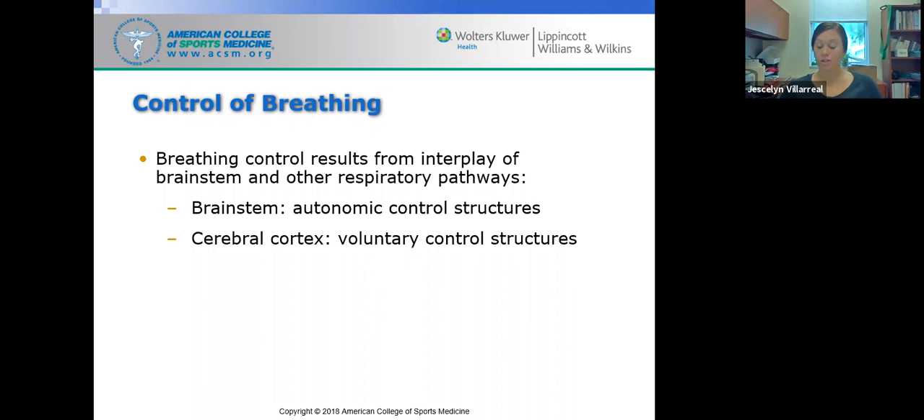Respiratory muscles lack the ability to regulate their own contractions. That means the brainstem and other pathways control breathing. The next two are the locations on your brainstem and cerebral cortex. Autonomic means automatic control, cerebral is voluntary, being told what to do.